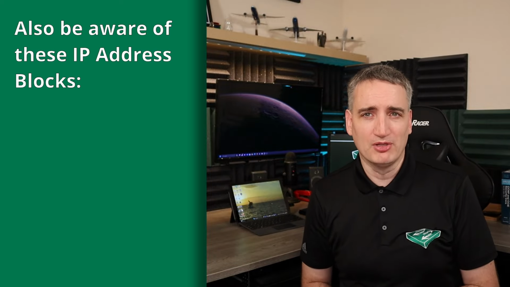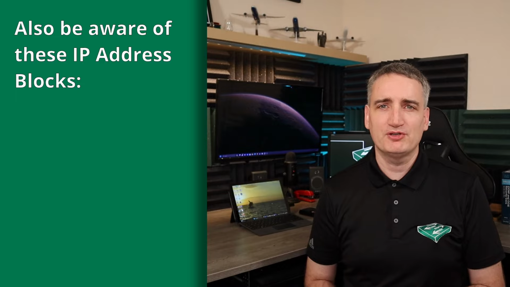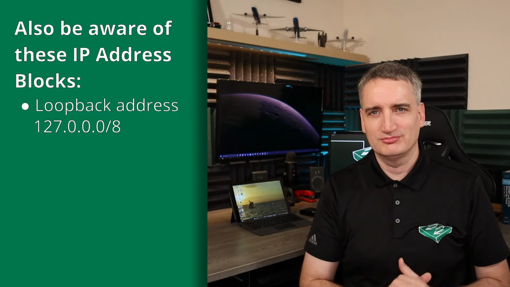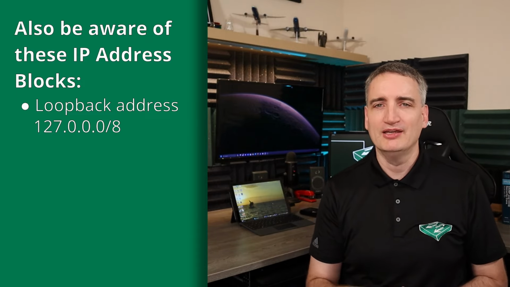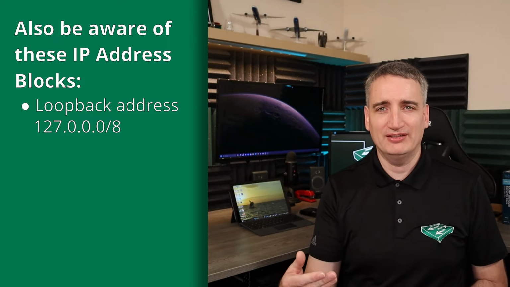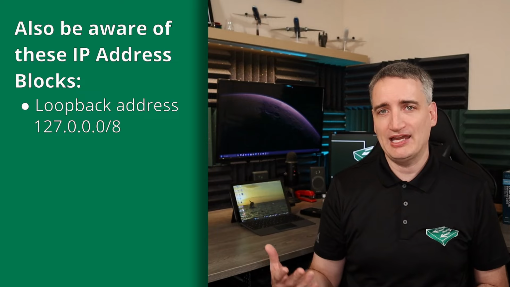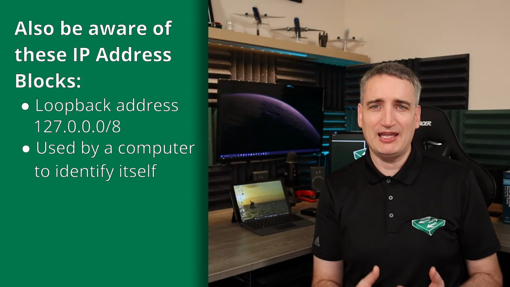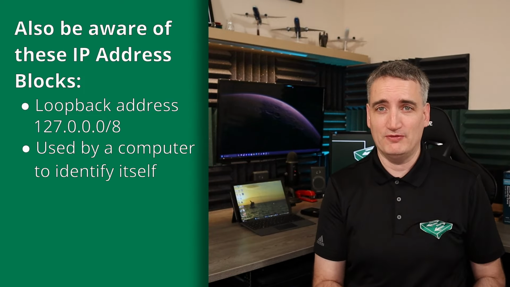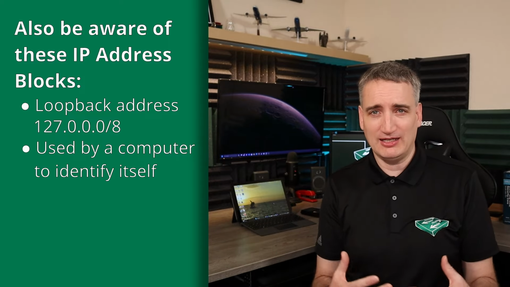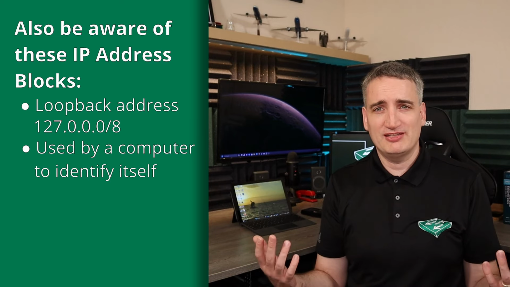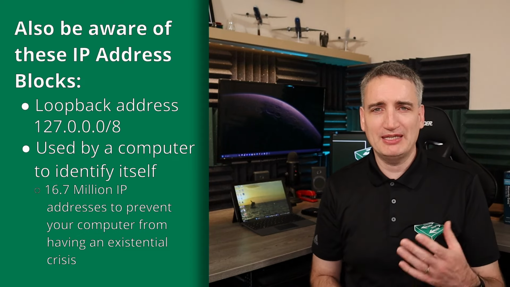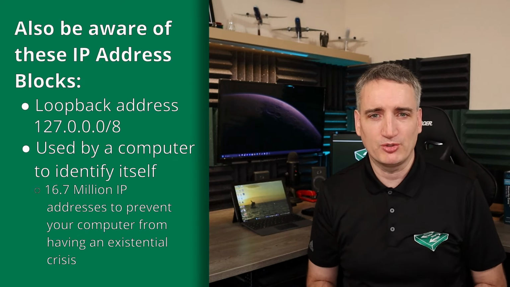But there are also two other blocks of IP addresses that you need to be aware of. The first is going to be 127. See, that's that whole memory thing just kind of kicking in around 172. So the IP address of 127.0.0.0/8. This is the local IP range, okay? And your computer uses this IP address range to identify itself to itself. So when the people were developing the IPv4 standard, for some reason, they just decided to allocate 16 million IP addresses for the sole purpose of making sure your computer doesn't have an existential crisis.